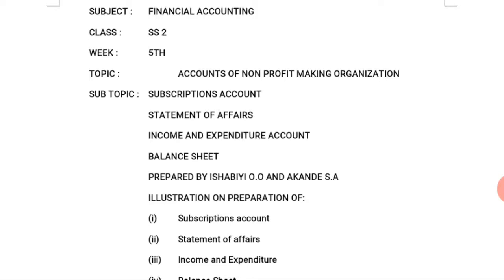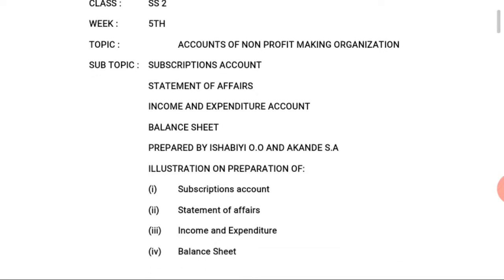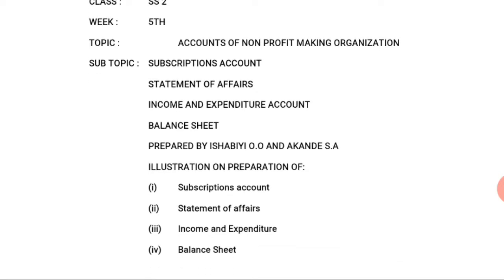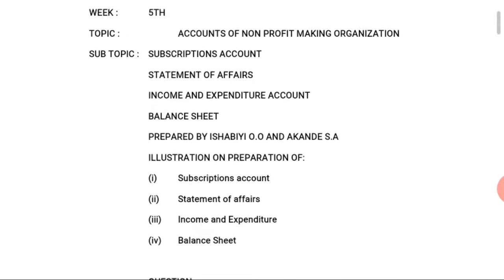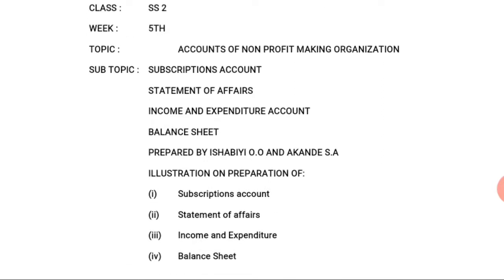subscription accounts, statement of affairs of a non-profit making organization, income and expenditure account, as well as the balance sheet of a non-profit making organization. And this class is prepared by Mr. Ishabi Yehoho and Mrs. Account Ss2.